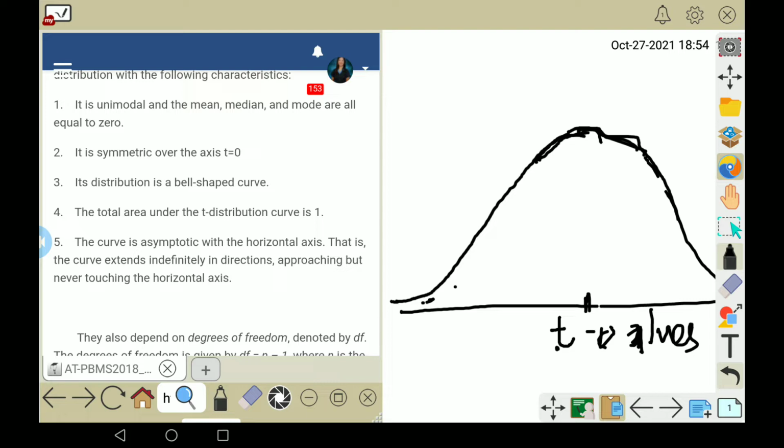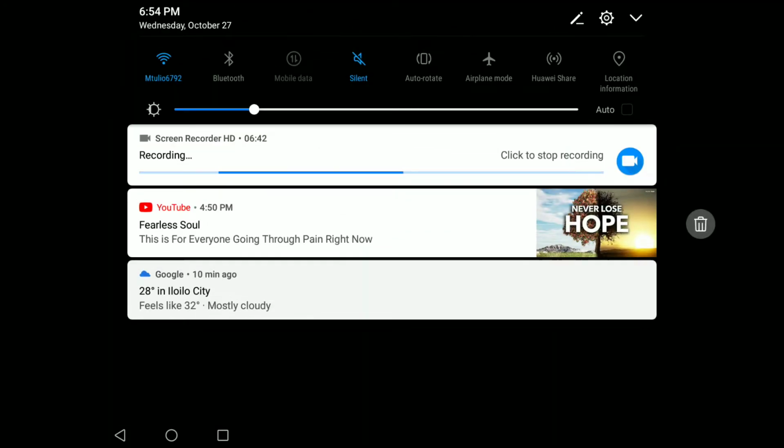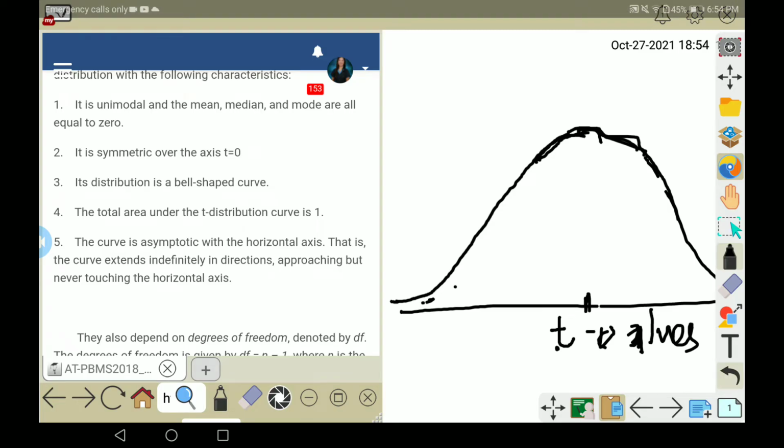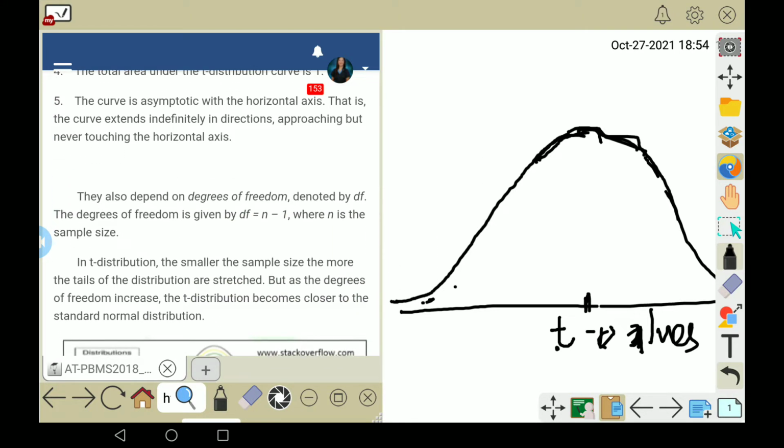As you can see, all the properties or characteristics of the T distribution are the same as the Z distribution. Let's check. They also depend on the degrees of freedom, and that is again the difference between the Z distribution and the T distribution.